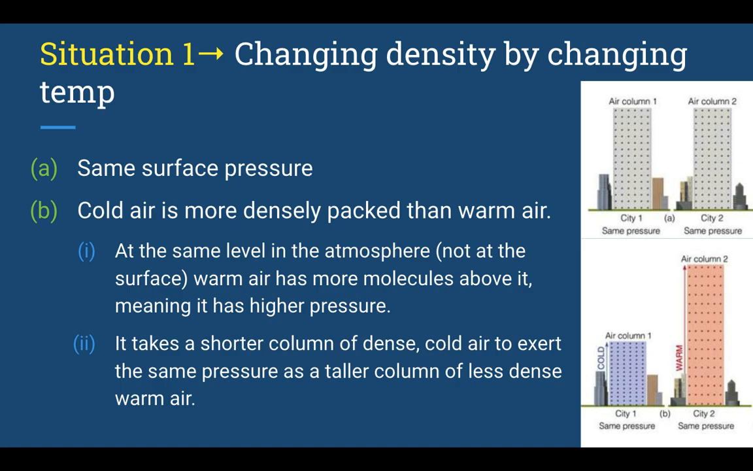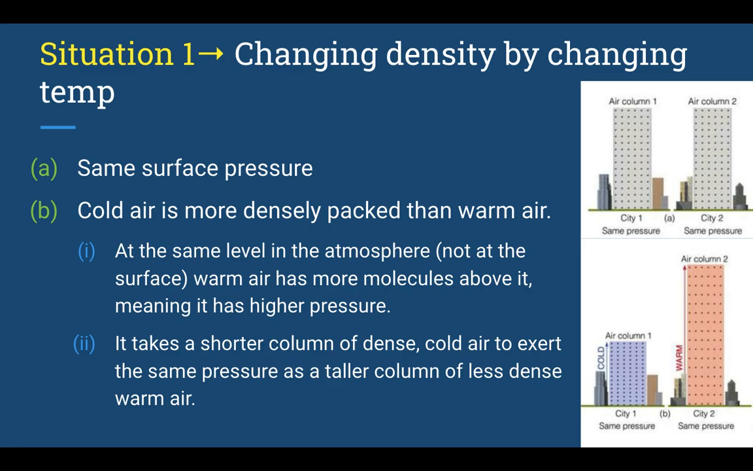So situation one in this model is that the air pressure can be changed by changing the temperature. So you can see there's two columns here, and they start off at the same pressure, same surface pressure. But City 1 has colder air than City 2. Cold air is more densely packed than warm air, and we know that just because of gas laws and the idea of thermal expansion.